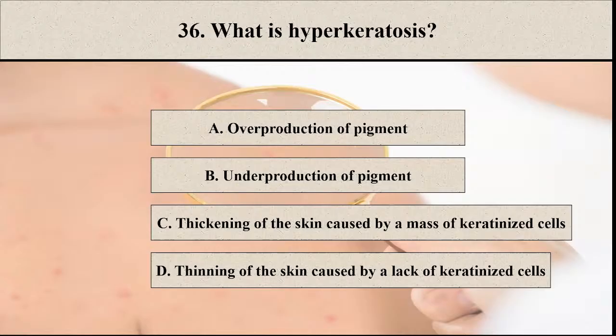What is hyperkeratosis? Is it overproduction of pigment, underproduction of pigment, thickening of the skin caused by a mass of keratinized cells, thinning of the skin caused by a lack of keratinized cells?